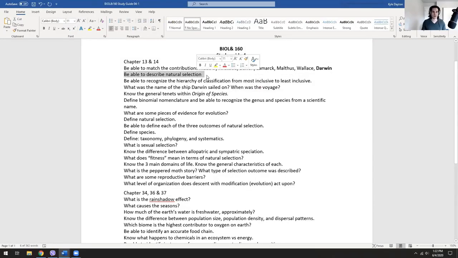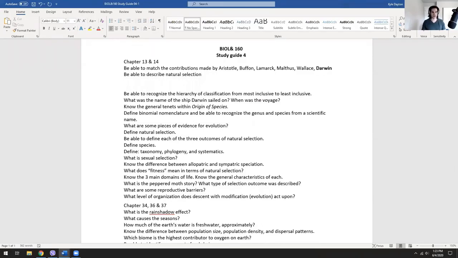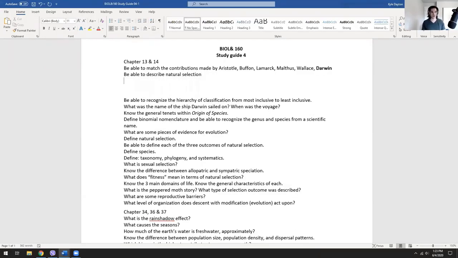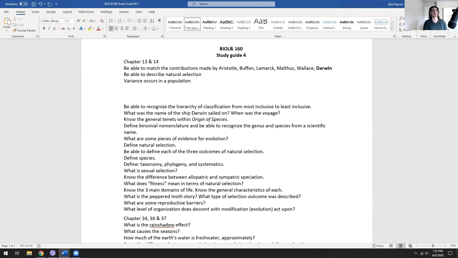Be able to describe natural selection. Okay, let's try to do this in bullets. And this is probably asked multiple times too. So be able to describe natural selection. Variance occurs in a population. Variance is genetic, which means it can be passed down.